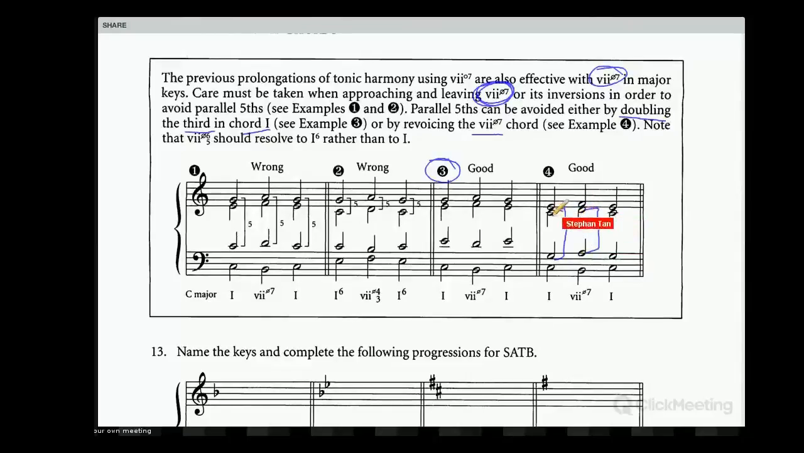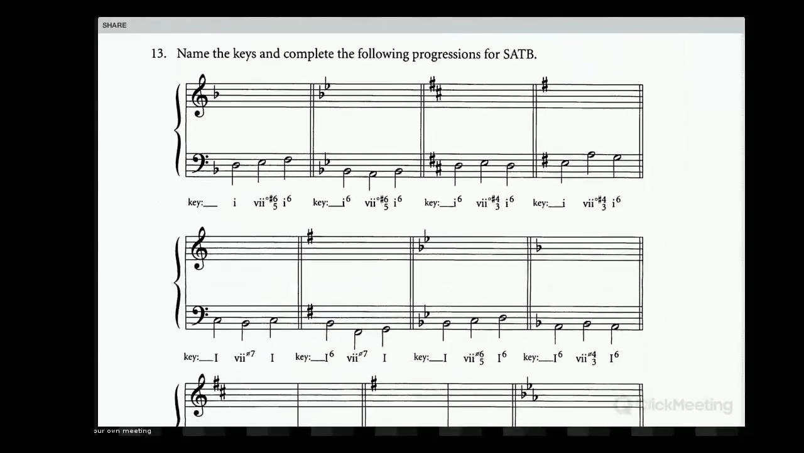Parallel fourths, that's okay. But if they were revoiced and you had C at the bottom and G at the top, then you would have parallel fifths that you simply could not avoid. So you either double the third of chord 1, which is always an option, or you flip it so that instead of having a perfect fifth, you have a perfect fourth. But that's the same principle that we've always known for all our time studying harmony.